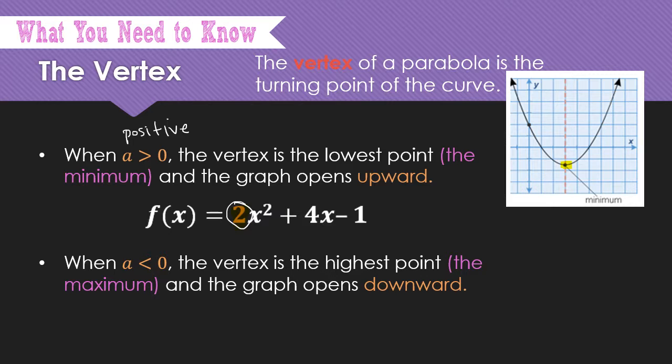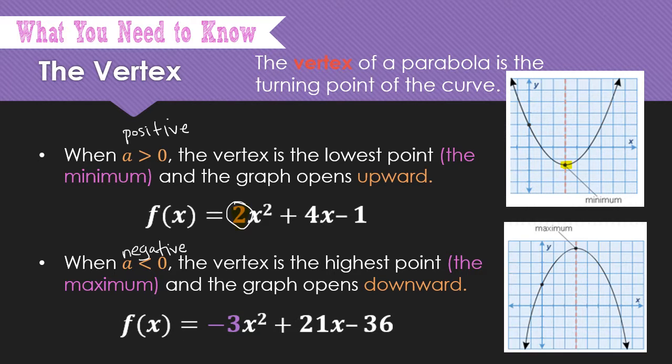and I'd have a minimum value for my vertex. Now, when a is less than 0 or negative, the vertex is the highest point or the maximum, and the graph opens downward. So in this case, my a is -3. That negative indicates my parabola is going to open down, and my maximum then is my vertex. Now, this is true when we are in standard form this way. It will also be true in other forms when we look at the value of a.